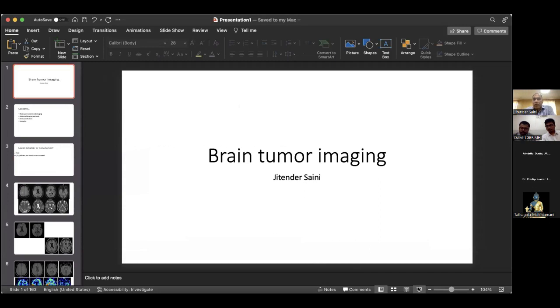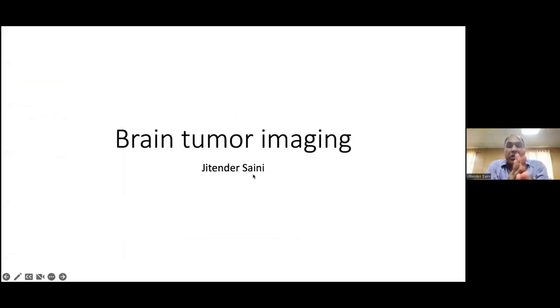So I'll just give a brief overview of brain tumor imaging and some recent concepts. Most of the students, I understand, are from a psychiatry background. So I'll just try to give an overview of what kind of lesions are there, what is currently happening in the field of tumor imaging, and how we approach a problem.